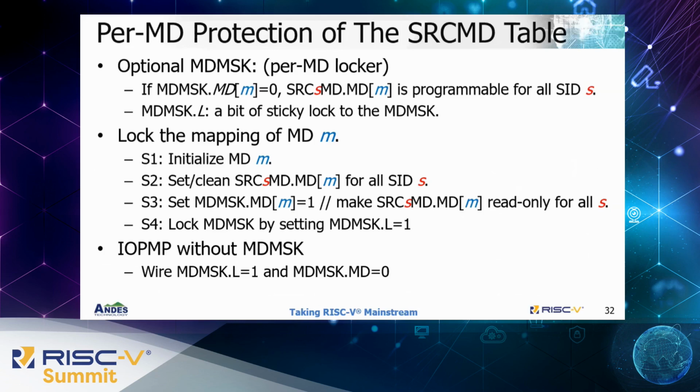A reference flow is as follows. Build a memory domain M, then set or clear the bit M in all SRCMD registers according to whether the source ID S is permitted to access the memory domain M. Then make all such bits read-only by setting the bit M in the MD field. Finally, we lock the MDMSK register by setting the L bit, which is the MSB of the MDMSK register. Practically, steps 3 and 4 can be done together. In case you don't implement this register, wire it to 0.